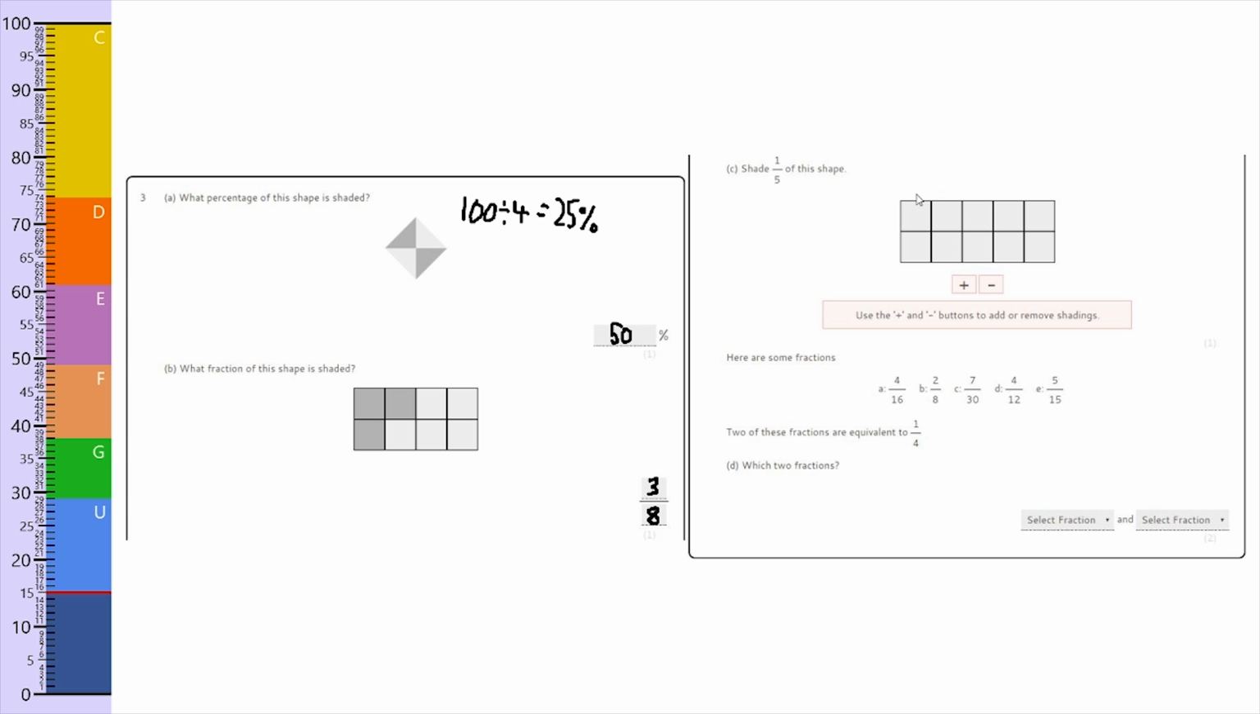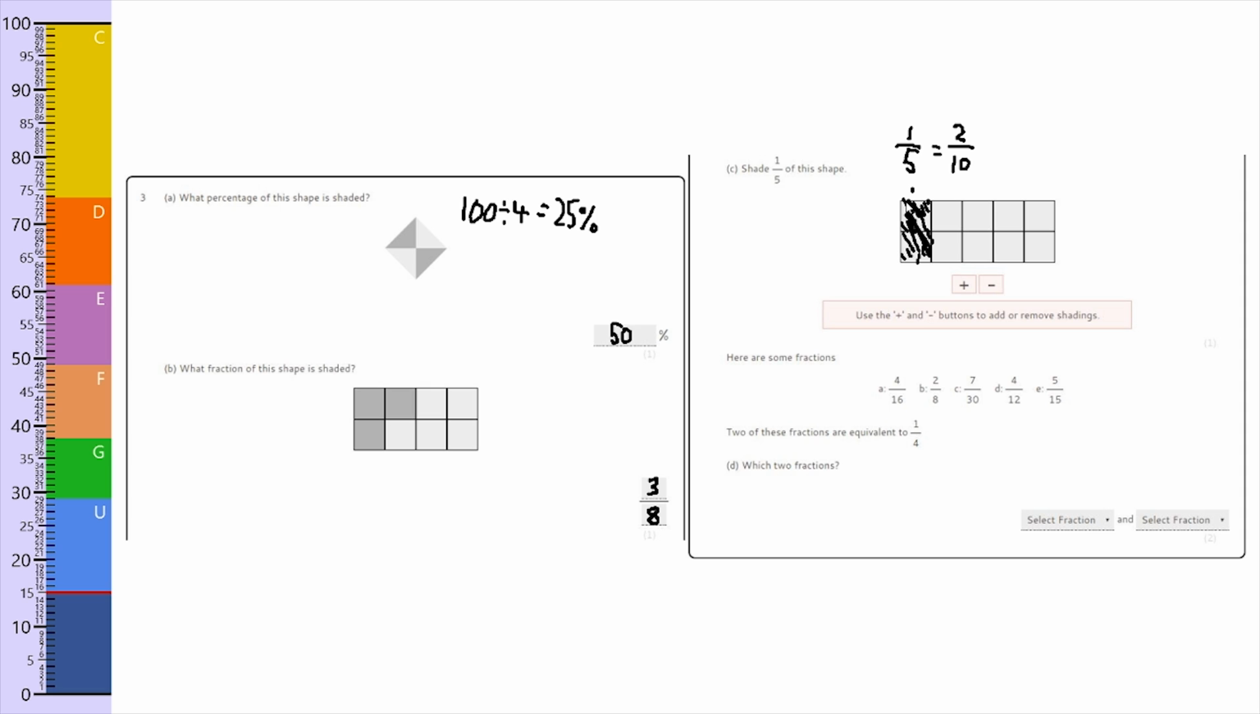Shade 1/5 of this shape. So a couple of ways of doing this. I know there's 10 in total. So if I work out what this is, but with a 10 at the bottom of it, well, how do I make a 10 at the bottom of it? Well, I times that by 2. So I times the top by 2, and it becomes 2/10. So 1/5 is the same as 2/10. And if it says 2/10, then I'm just going to shade in badly 2 of these squares. I don't shade very well, but it's 2 of these squares.